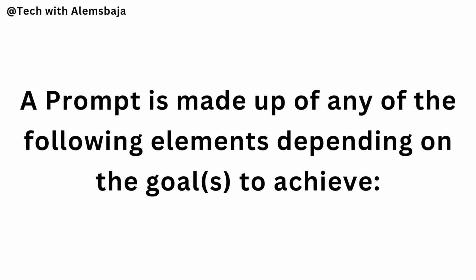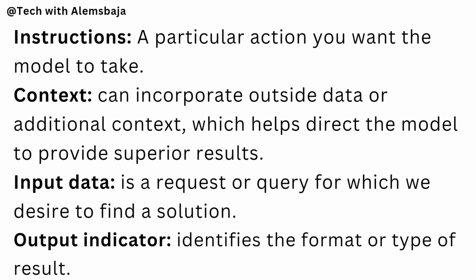There is the DALL-E 3 model where you can use text instructions to generate images. There is Sora where you can use text instructions to generate videos. There are different tools. What are the elements of prompts? A prompt is made up of the following elements depending on the goals to achieve. One, instruction, a particular action you want the model to take. Two, context, which can incorporate outside data or additional context which helps direct the model to provide superior results. Three, input data is a request or query for which we desire to find a solution. Four, output indicator identifies the format or type of result.